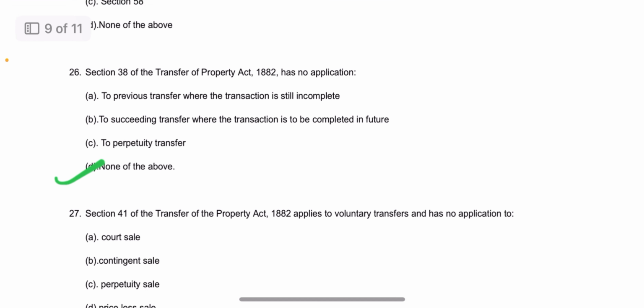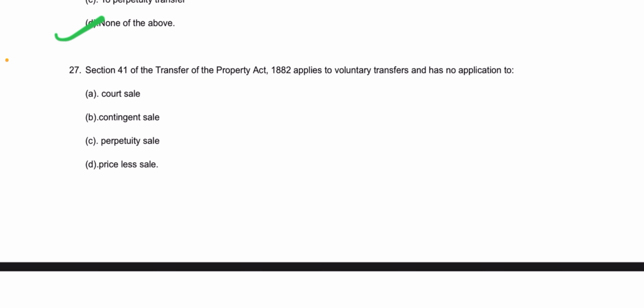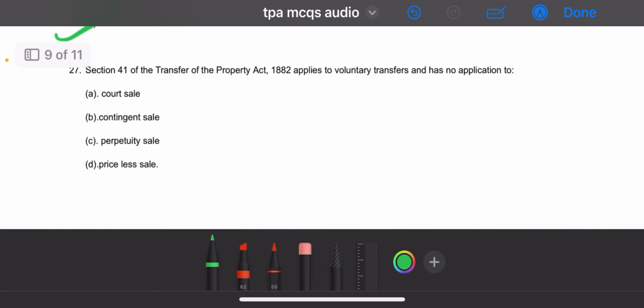27 is Section 41 of the Transfer of Property Act 1882 applies to voluntary transfers and has no application to A, court sale, B, contingent sale, C, perpetuity sale, D, priceless sale. So the correct answer is A, court sale.